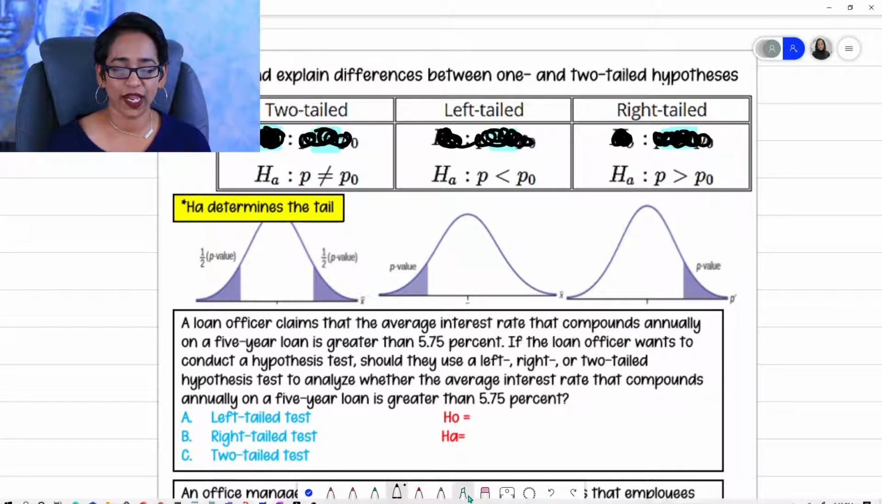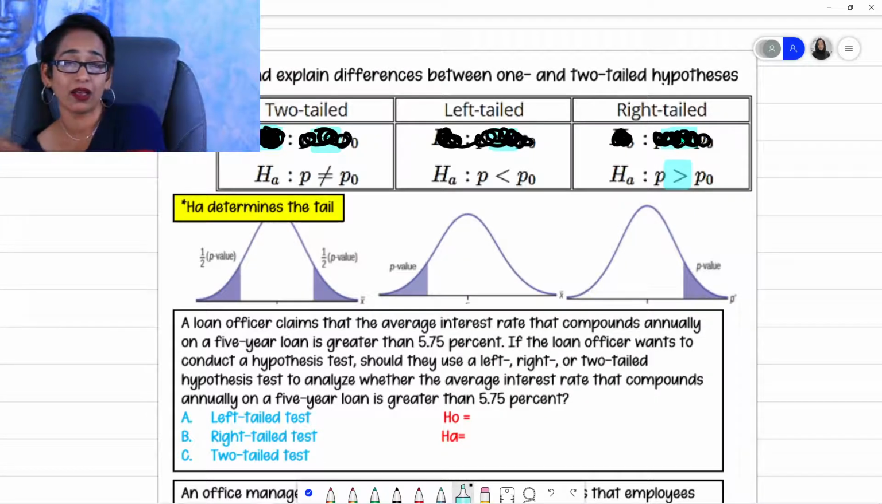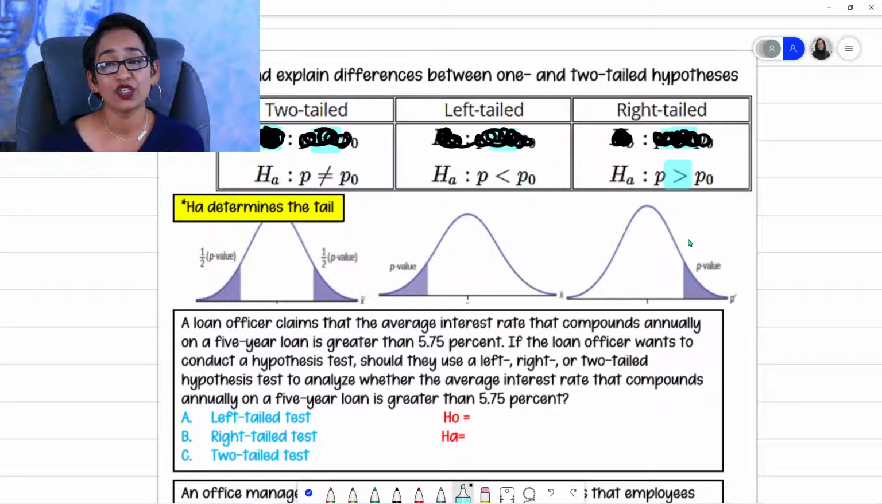Look at HA. I'm going to start with the right-tailed. Look at my HA, greater than. Greater than is which side? The right-hand side. So it is a right-tailed test. Less than is which side? Left side. So it's a left-tailed test. Not equal to could be greater than or could be less than, so it's a two-tailed test.